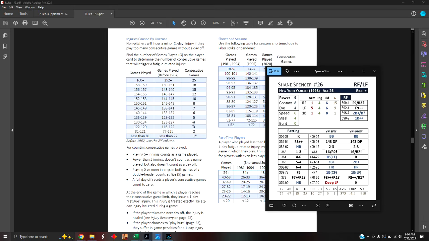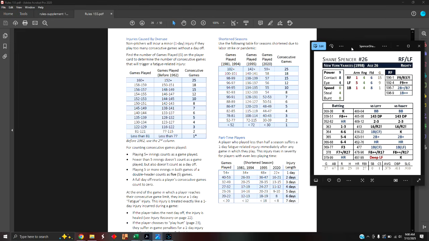If they play in 5 or more innings of both games of a doubleheader, that counts as 5 games. So that's a very steep penalty if they play both games of a doubleheader. And then if a player has a full day of rest, then it sets the countdown back to 0. Okay, so Shane Spencer here, 27 games, which is less than 81. 1 game. So if he even plays 1 full game, he'll have a minor fatigue-related injury that will prevent him from playing more than that.